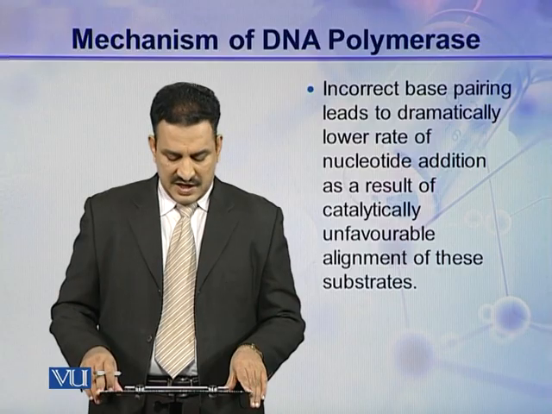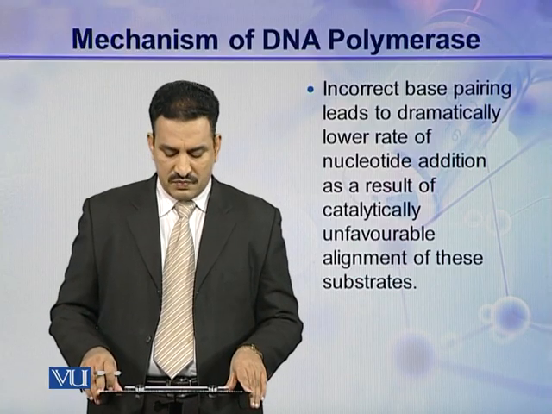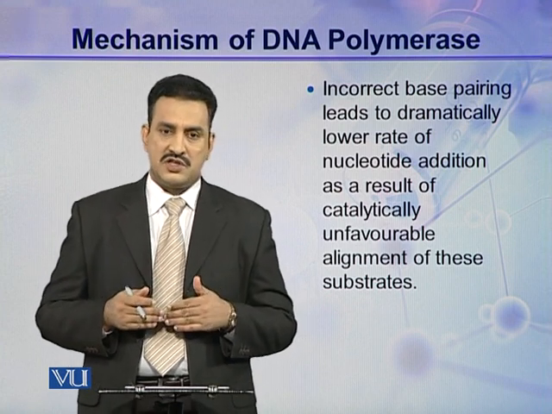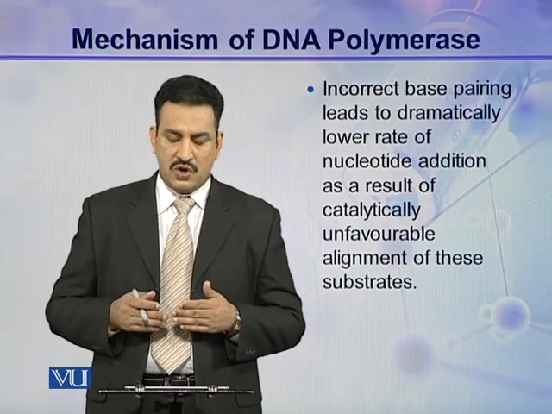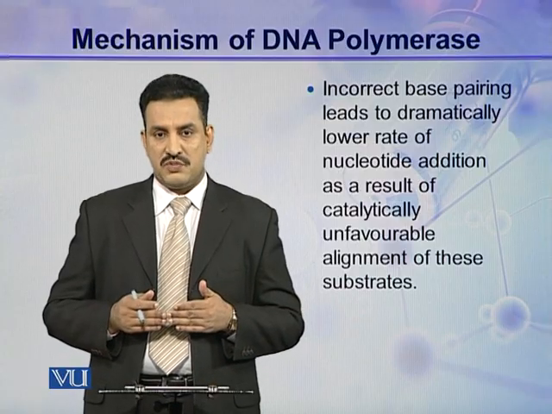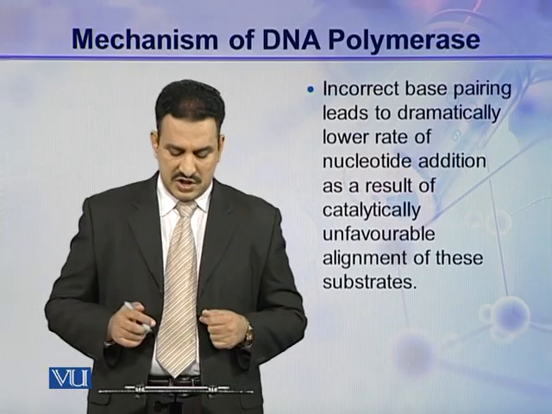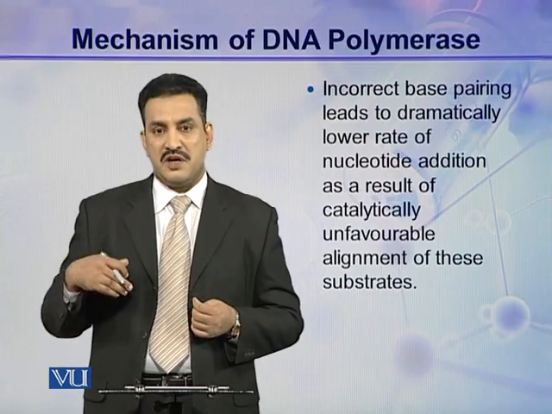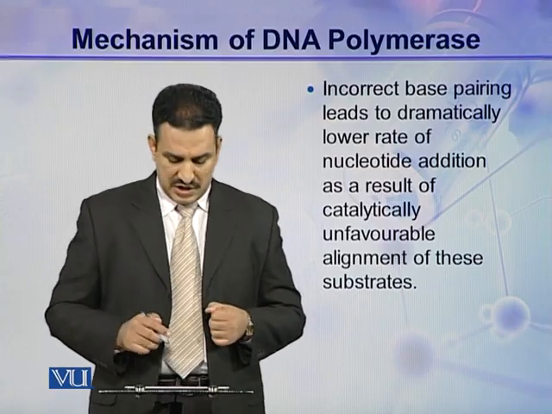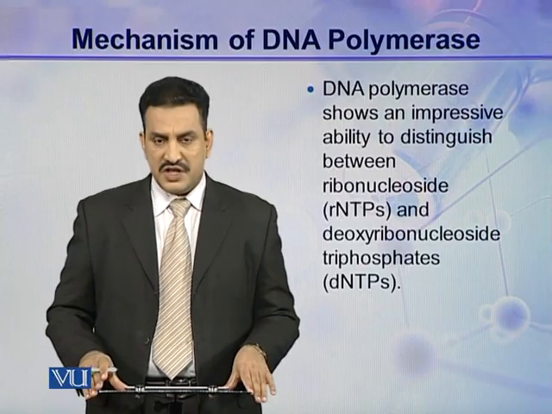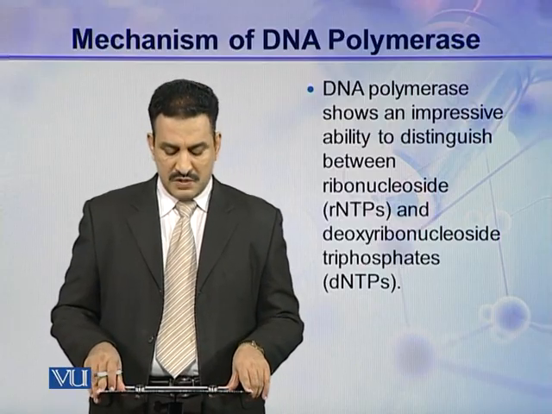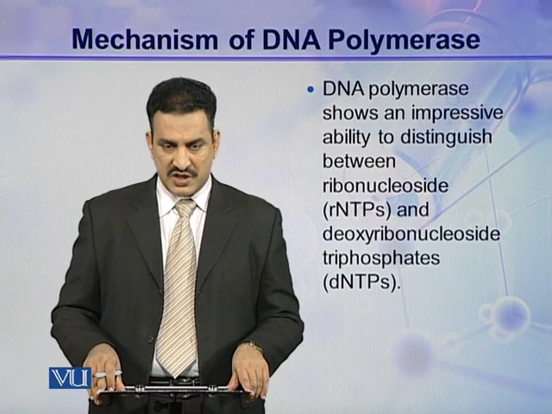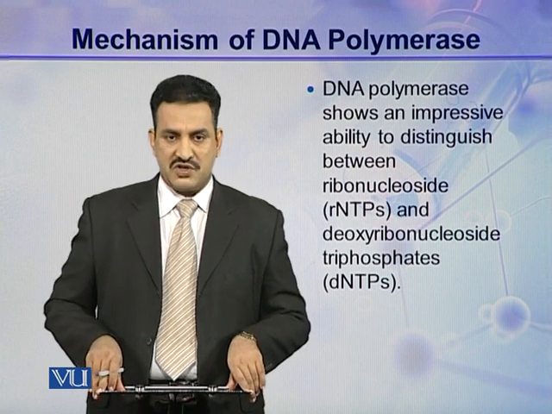because the catalytically unfavorable alignment of these substrates will take place, and the catalysis will not proceed. Only and only this catalysis will proceed when correct alignment takes place, and correct alignment will only take place when the correct nucleotide comes to join with the existing template. DNA polymerase shows an impressive ability to distinguish between ribonucleoside triphosphates and deoxyribonucleoside triphosphates.